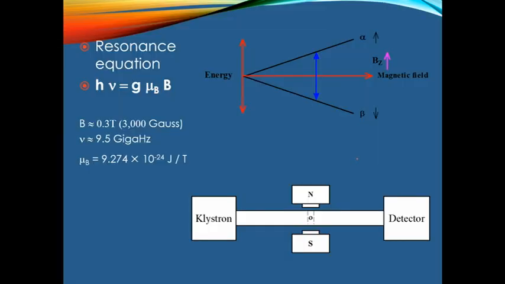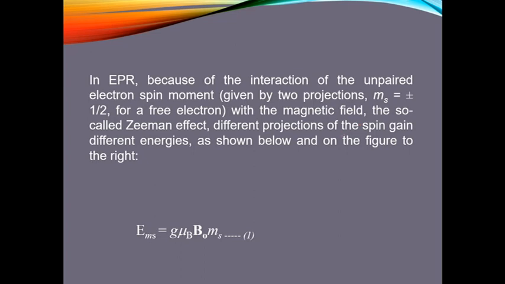Now the resonance equation: how they resonate. This value of the Bohr magneton we need to remember, and here you can see the simple setup of the experiment, the detector and the source. Here is the magnetic field, so it is equated like this. You can see the alpha state and the beta state, and the beta state is the lower state. This is because of the interaction of the unpaired electron spin, given by its two projections ms, with the magnetic field, the so-called Zeeman effect.